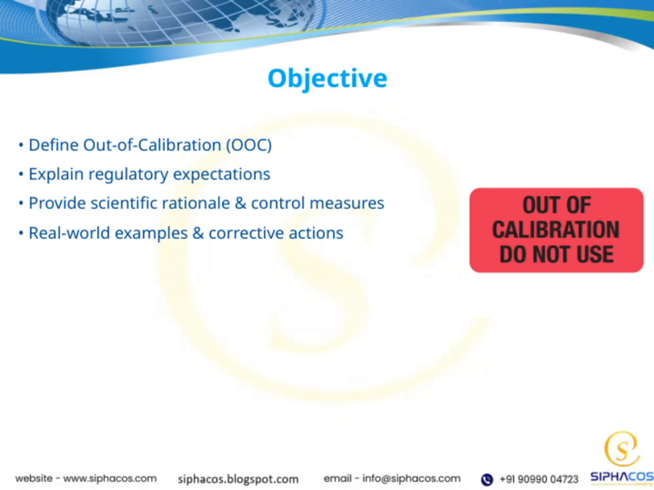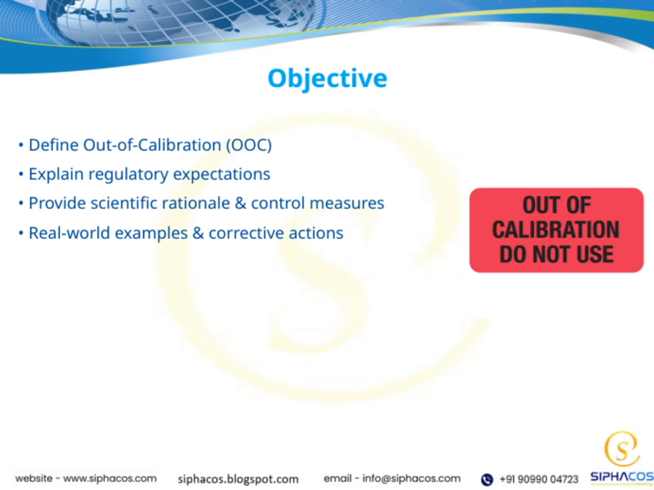Let's talk about our main objectives for this session. First, we want to clearly define what out-of-calibration, or OOC, actually means. Understanding this concept is crucial because it forms the foundation for everything else we'll cover. Next, we'll look at the regulatory expectations surrounding calibration and OOC. Knowing what regulators require helps us stay compliant and avoid potential issues.